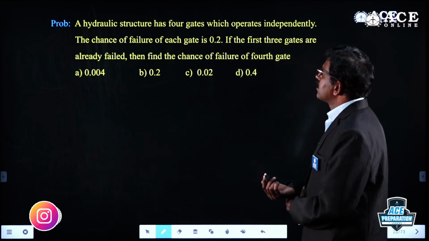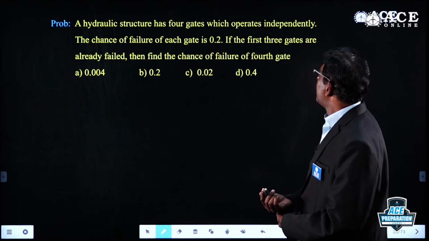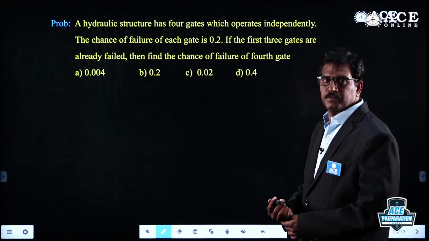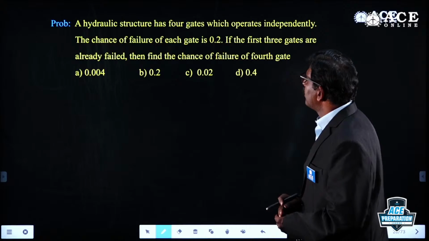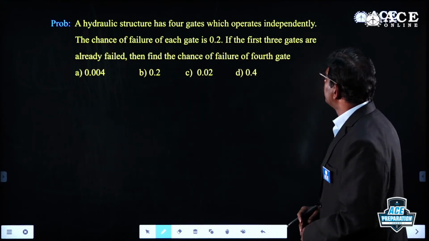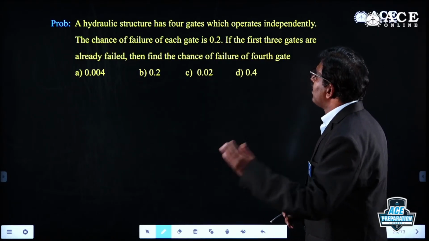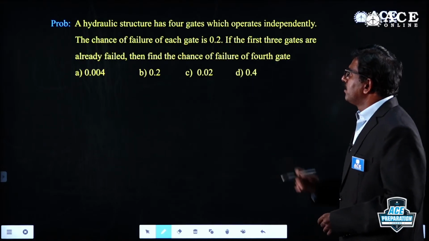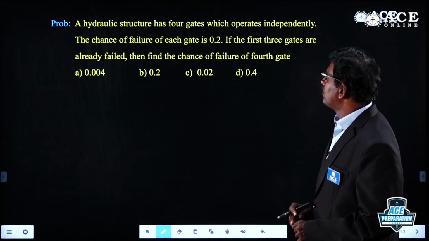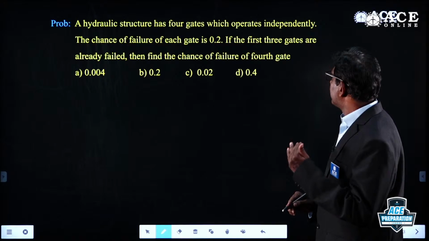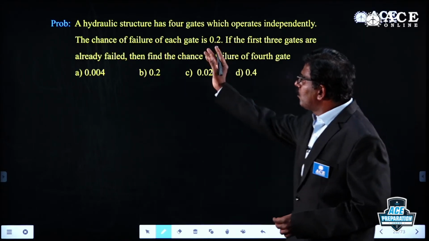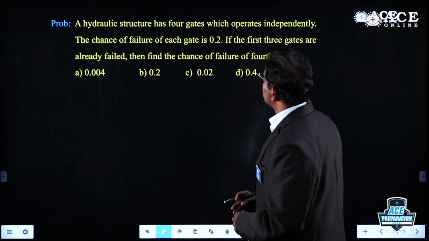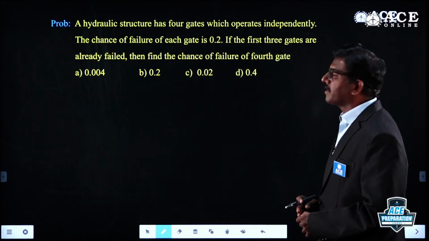A hydraulic structure has 4 gates which operate independently. The chance of failure of each gate is 0.2. If the first 3 gates have already failed, then find the chance of failure of the 4th gate also. Okay, now you say this; you need not put your pen on paper. One hint given: a hydraulic structure has 4 gates, all operating independently.